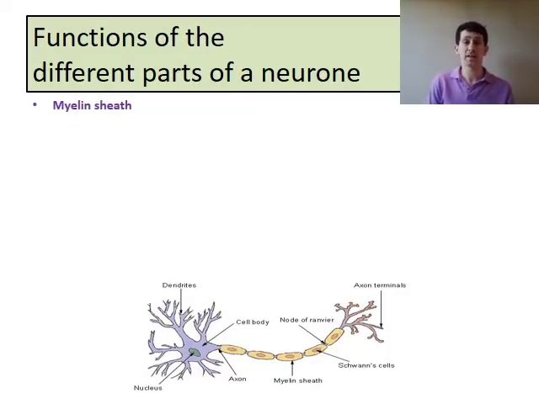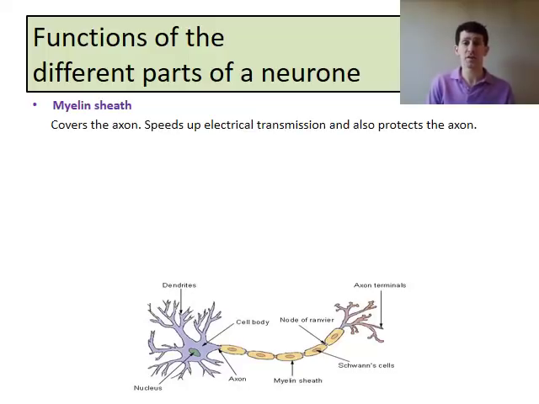The next part we're going to look at is the myelin sheath. And the myelin sheath is basically like a fatty layer around the axon. Okay, it covers the axon and speeds up the electrical impulses that go along. Okay, it also protects the axon because it is like a fatty covering around it.